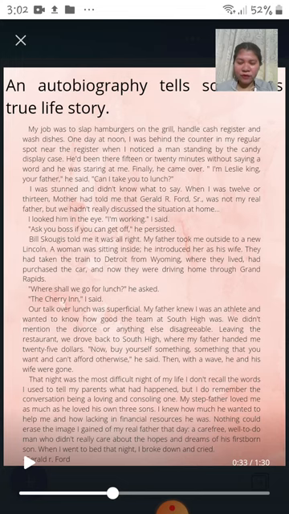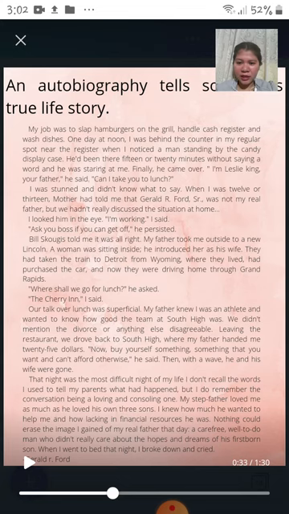When I was 12 or 13, Mother had told me that Gerald R. Ford Sr. was not my real father, but we hadn't really discussed the situation at home. I looked him in the eye. I'm working, I said. Ask your boss if you can get out. He persisted. Bill Scoggins told me it was all right. My father took me outside to a new Lincoln. A woman was sitting inside. He introduced her as his wife.